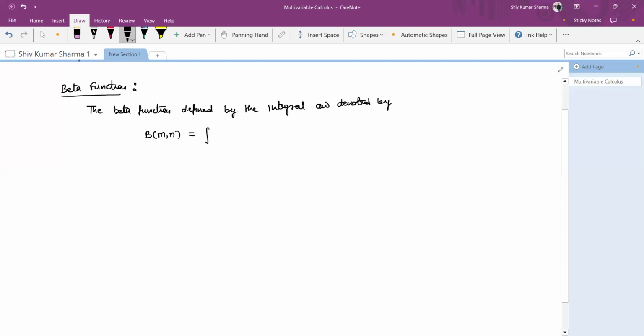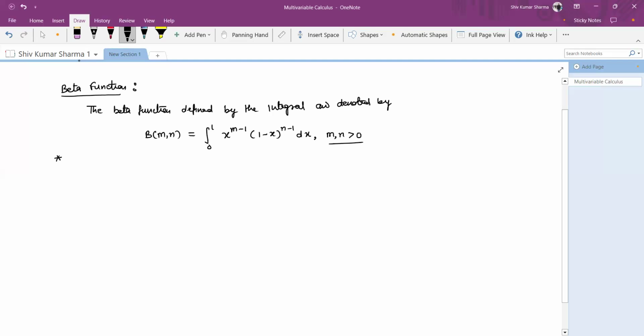and we write it as integral 0 to 1 x raised to the power m minus 1 times (1 minus x) raised to the power n minus 1 into dx. It is necessary that the values of m and n should be greater than 0. So this is the definition of beta function. This definition is valid only when m and n are greater than 0. So remember this definition. Now, after remembering this definition, we have some properties.